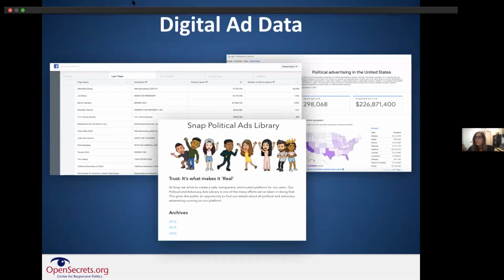Just to quickly go through online ads, I think I have one more minute. Yes. So online ads are the other newer section. We're really excited to integrate these. Right now we have Facebook and Google on the website, but we have a wealth of information internally as well.